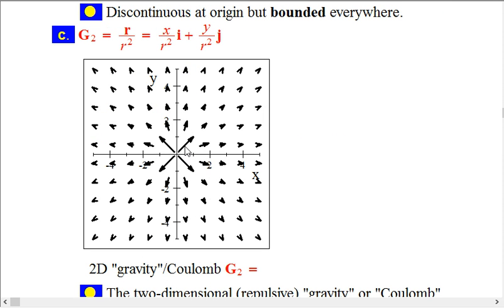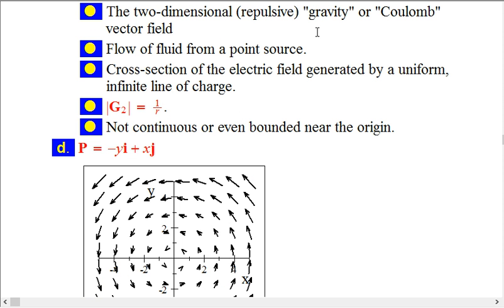And in fact, it's a little misleading here, because we're only doing a finite grid of evaluation points, the magnitude actually goes to infinity right at the origin, and this is discontinuous and even unbounded at the origin. Despite that, it's an incredibly important example because it is the analog of, let's say, the electric field of a point charge. Okay, so it's the two-dimensional Coulomb vector field.